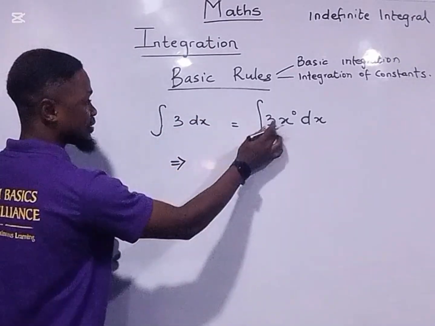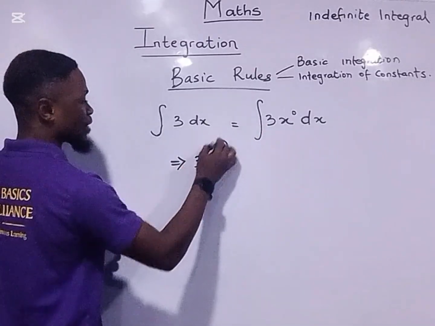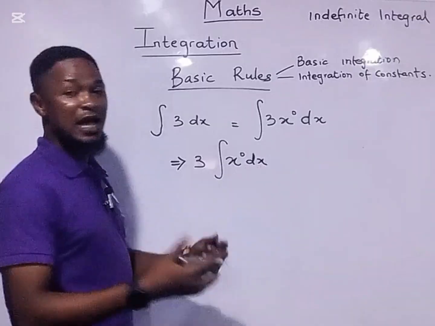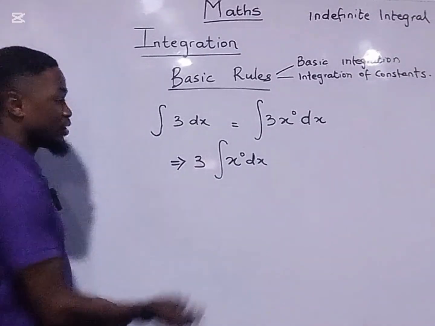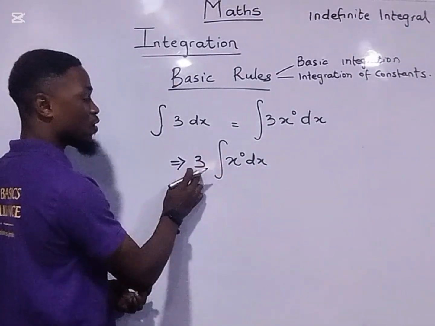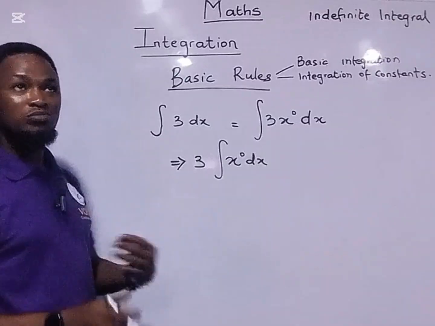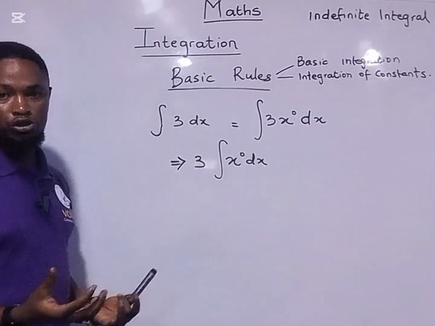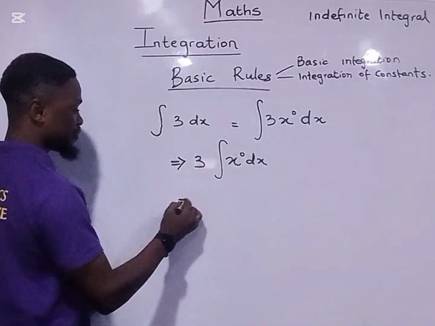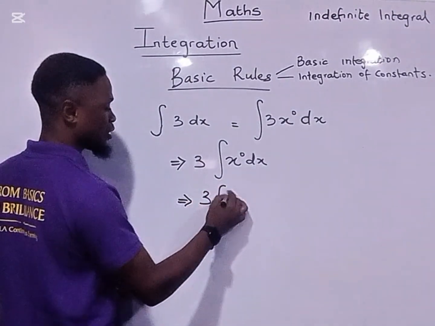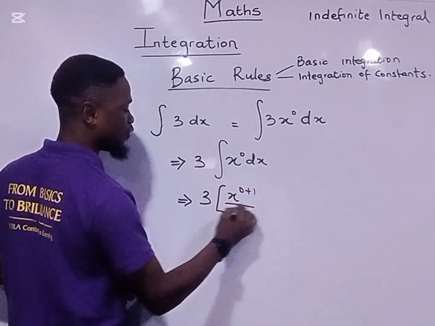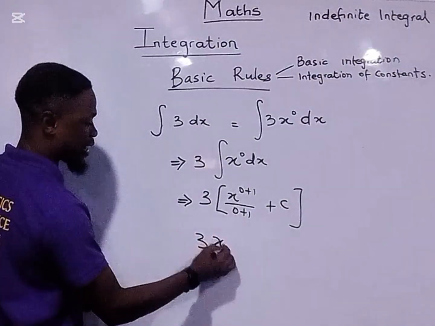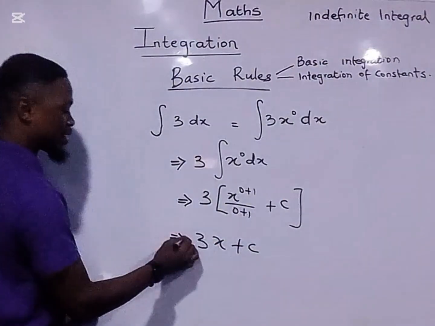You can say this is the same thing as 3 can come out, and what remains inside is just x^0 dx. You still have your answer because you are focusing on the variable, and constants are of no use inside the integral enclosure. So this becomes 3x^(0+1) over 0+1 plus c, which is 3x plus c. Still the same answer.